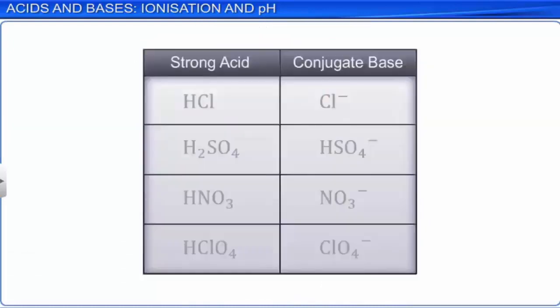Strong acids like hydrochloric acid HCl, sulfuric acid H2SO4, nitric acid HNO3 and perchloric acid HClO4 have a very weak conjugate base like chloride ion Cl- ion, bisulfate ion HSO4- ion, nitrate ion NO3- ion and perchlorate ion ClO4- ion.